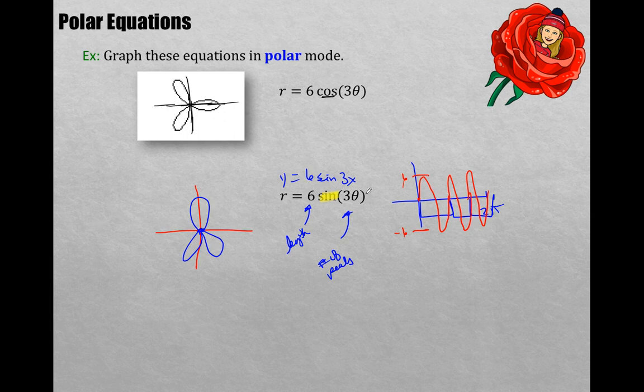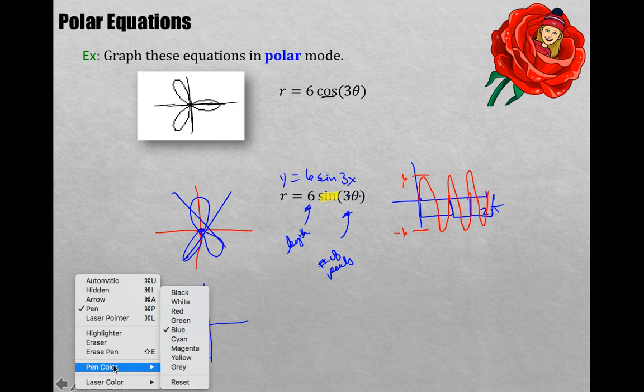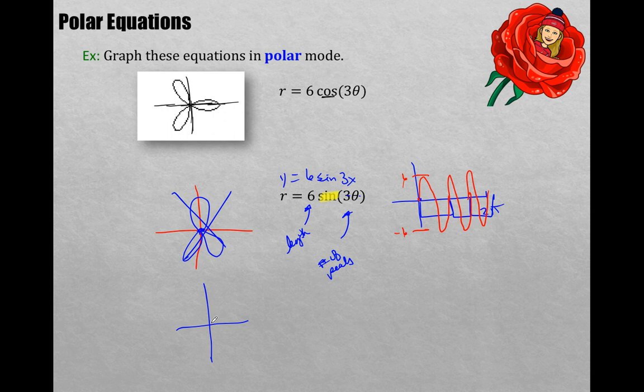6 sine 3 theta. Make sure you're in radians. Is this the graph you get? No. Sine starts off at 0 and then goes with this 3 theta. It reaches its next radius of 6 out here at like a 45-degree angle. There's your length of 6. There is a Y orientation.